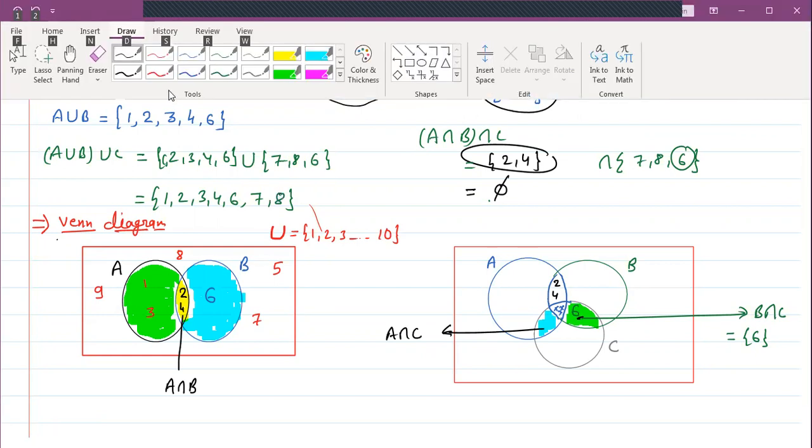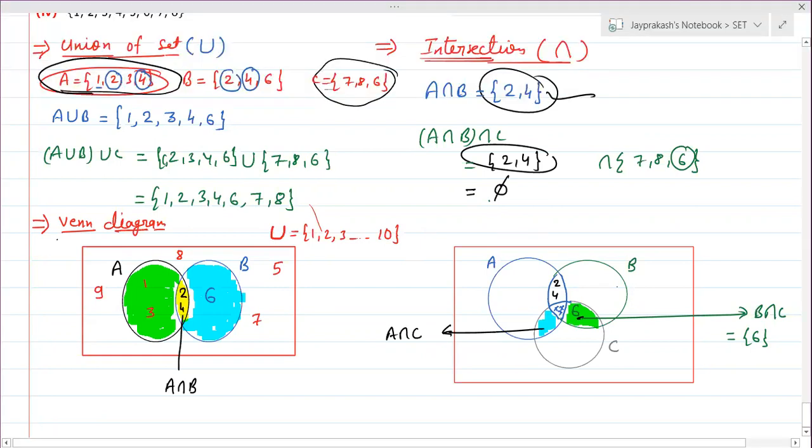Now we will start filling the remaining elements of the set A. So inside the set A, 2 and 4 are there. So 1, 3. Okay, now see here, we have written here 6. So here we have completed the set A. Now for the set B, it is already completed with 2, 4, 6. Now for the set C, we will write here the remaining elements 7 and 8.